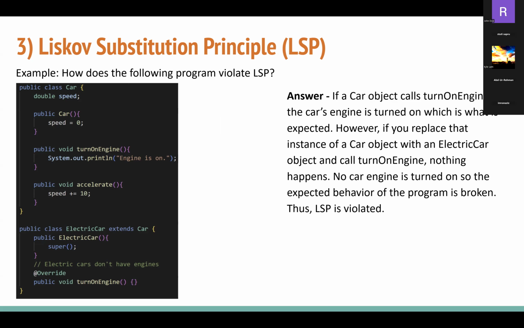you have your Car object. When you call turnOnEngine on a Car object, you expect your engine to be turned on, and that's how the implementation is shown here, right? But if you were to replace that instance of a Car object with an ElectricCar object, while still expecting the same behavior, that the engine will turn on, what happens is, by the implementation of turnOnEngine in the ElectricCar class, nothing happens. So you don't get the behavior you expected when you replace an instance of Car with ElectricCar, and thus you violate the Liskov substitution principle here. I hope that makes sense. Any questions?